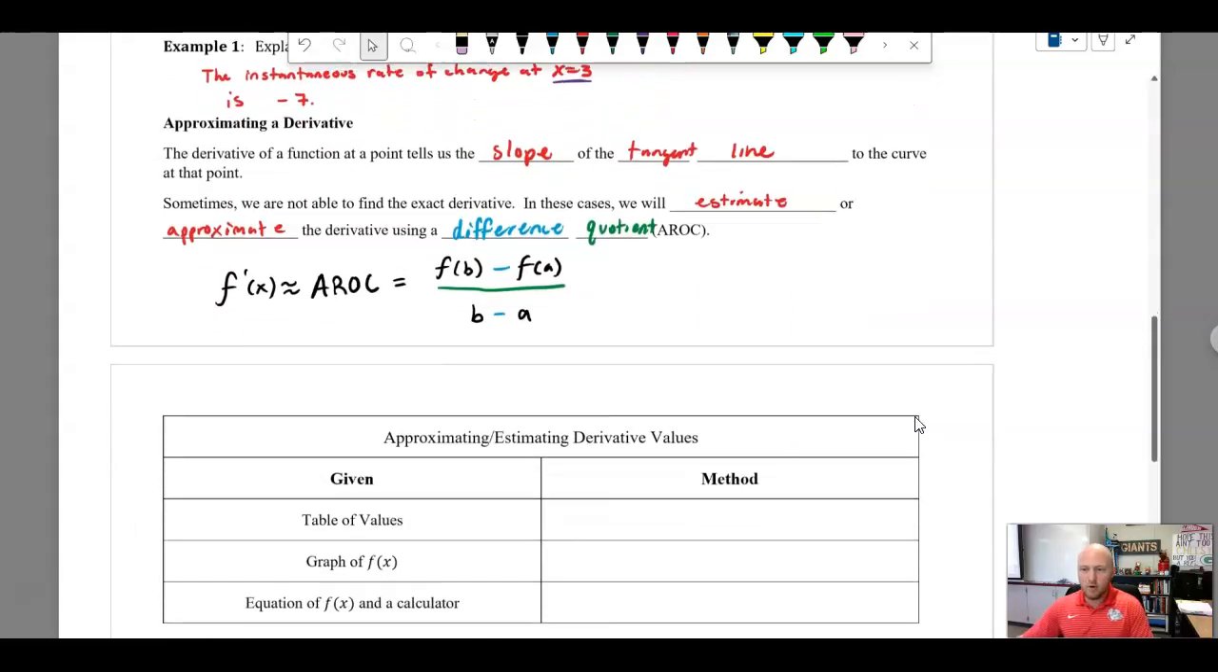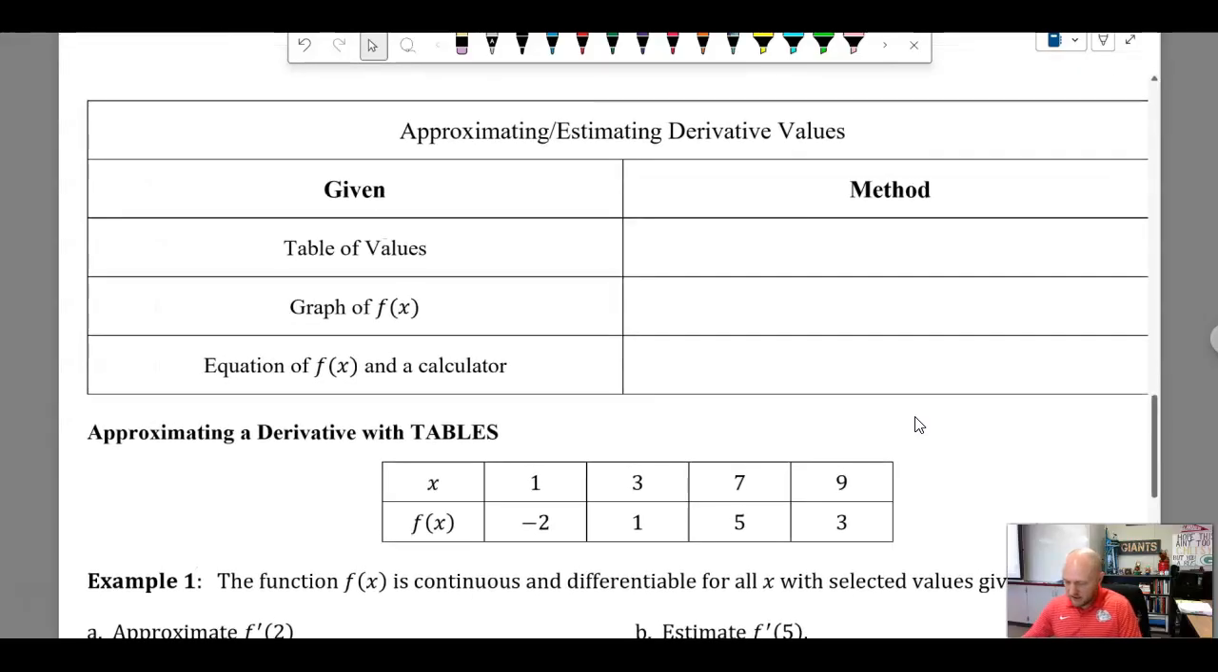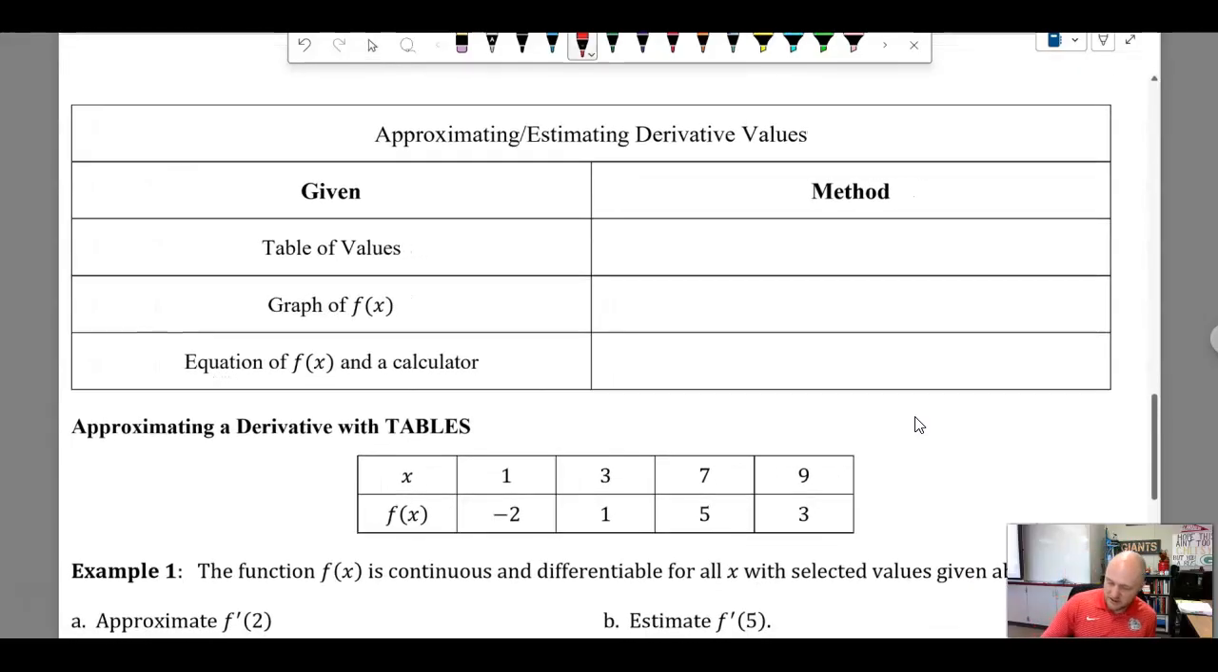Okay, so how will the AP exam ask us to do this? They'll usually give you three kind of scenarios here. They'll give you a table of values. This is the most common, and this will show up on a FRQ. We'll look at an example here in a second. And what you're going to do here is use 2 points and a difference quotient.